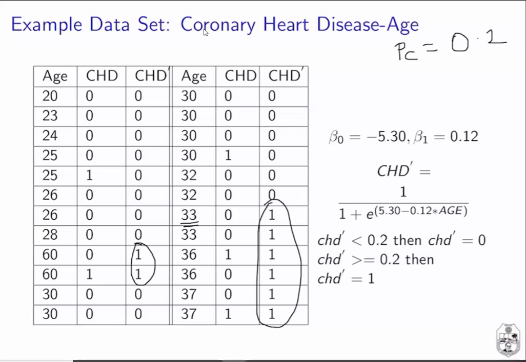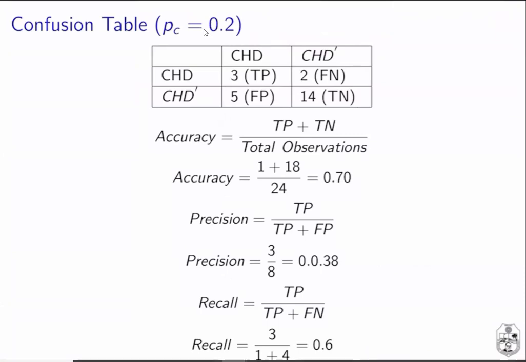And this will change our confusion table. With this new critical probability value, we will get a completely different confusion table. Now we got true positives 3, meaning the cells where both CHD and prediction are 1. So true positive entries we have got 3, false negatives are 2, false positives are 5, and true negatives are 14.